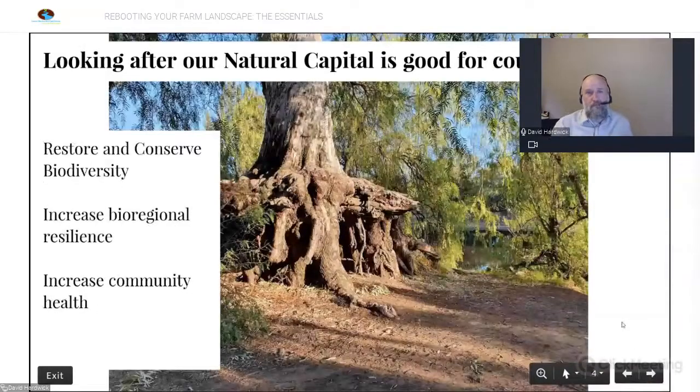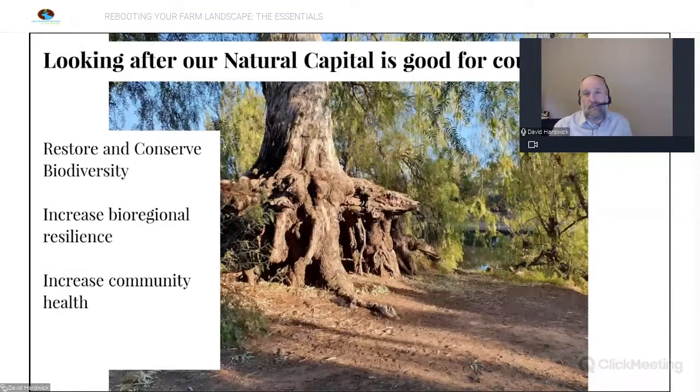But the second reason that looking after natural capital is important, it's not only for agriculture, is it's good for country, or it's good for the nation, whichever way you want to put it. Obviously, if we use that First Peoples term of country, it's good for the country in general that we all rely on and live in. And the reason is that it can help restore and conserve biodiversity, increase resilience at a regional level, or what we call a bioregional level, but also increase community health. So all of those things are really important, and they are all linked to a healthier environment.